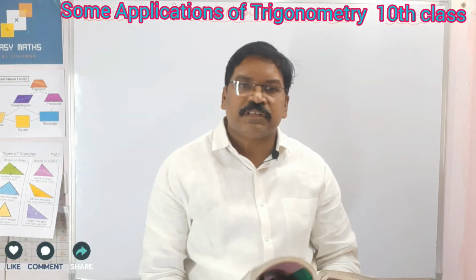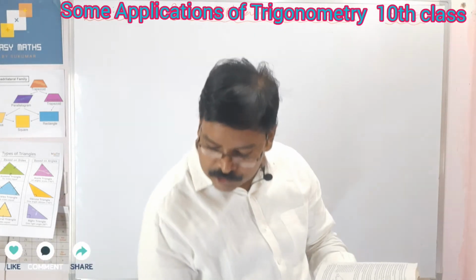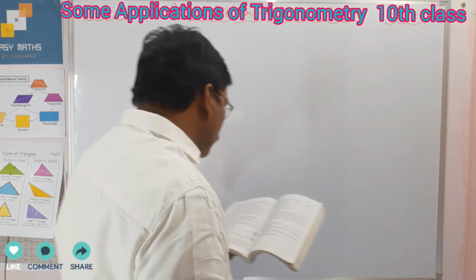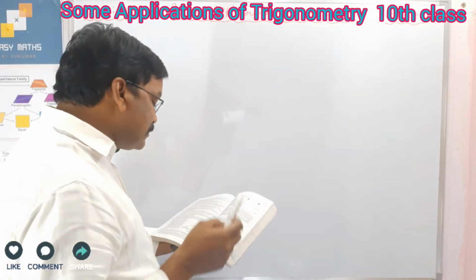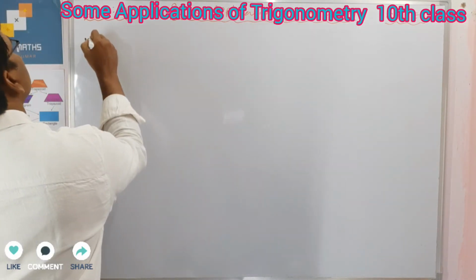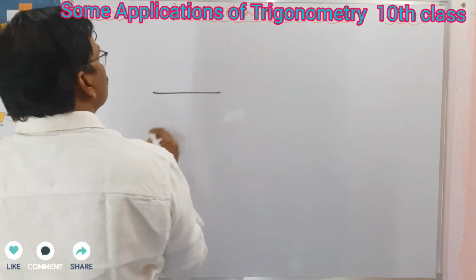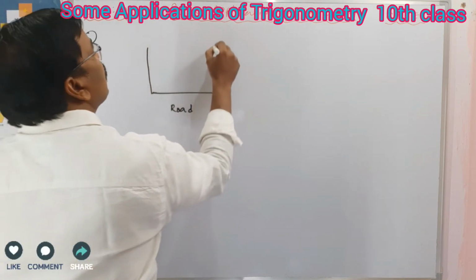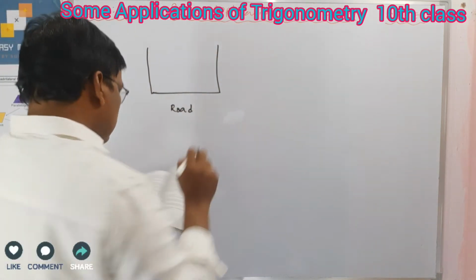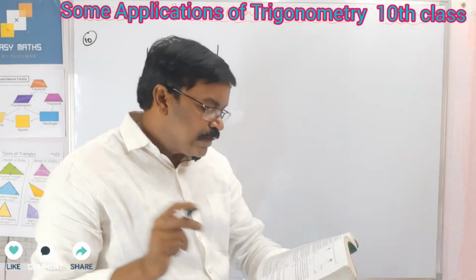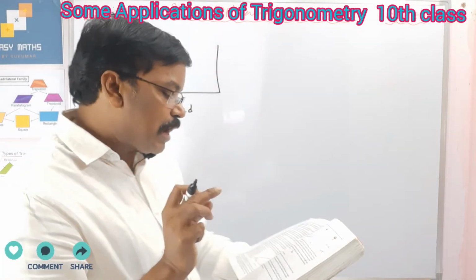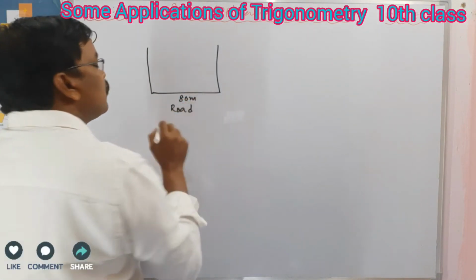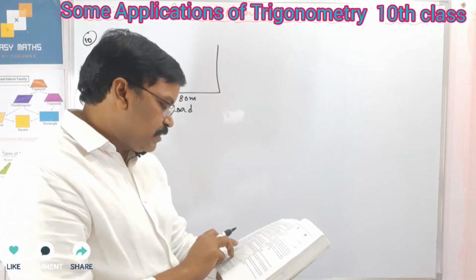Coming to the 10th question in this exercise 9.1 for CBSE students, the question is like this. Two poles of equal heights are standing opposite each other on either side of the road. This is the road. Two poles of equal heights standing opposite each other on either side of the road, which is 80 meters wide.